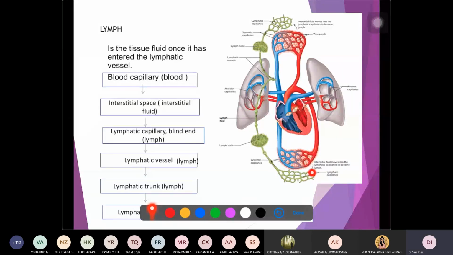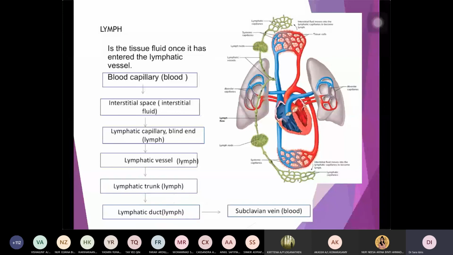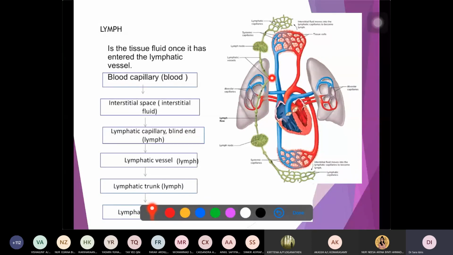So these are blind capillaries that will absorb excess interstitial fluid, which will enter the lymphatic capillaries. And from the lymphatic capillary, it will go into the lymphatic vessel. So this here is your lymphatic vessel. And the lymph in your lymphatic vessel will go through lymph nodes, and will eventually drain back into the lymphatic trunk. The lymphatic trunk is a bigger vessel, where eventually it will drain into the lymphatic duct and go back into the circulatory system.